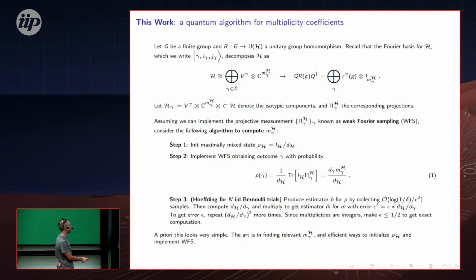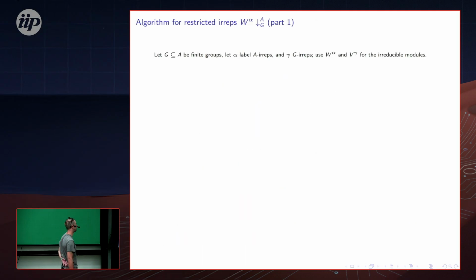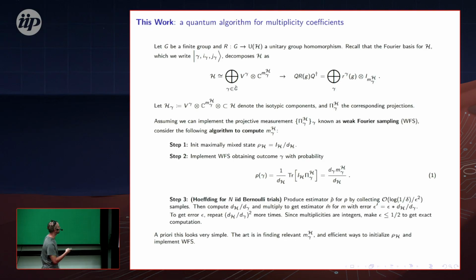This looks very simple, but the art is in finding relevant multiplicities and efficient ways to initialize maximal mixed states over group representations and implementing weak Fourier sampling. So the general algorithm looks like this. Whenever you can do these things that I'm saying here, initialize rho h, implement that with Fourier sampling and so on, you can get gamma by sampling, m gamma by sampling.